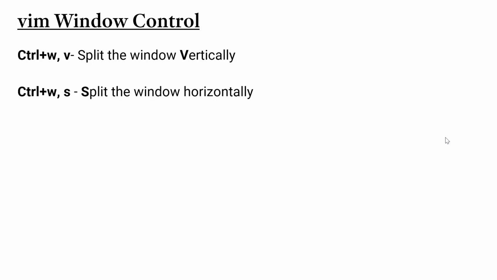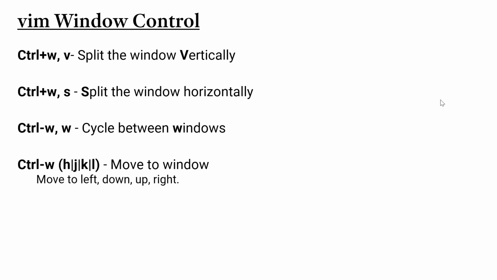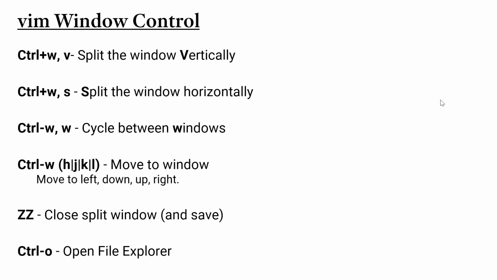So we looked at Control W followed by S to split the window horizontally and have top-bottom panes. We can use Control W followed by W to cycle between our windows, and then the directional arrows to move us around in them. And lastly, Control O will open the File Explorer. This becomes very helpful when you are working on, say, a header file and a C source file, or a main file, and then want to look at the documentation in some header file you're using, and having 2 files open on the same screen at once is very valuable.